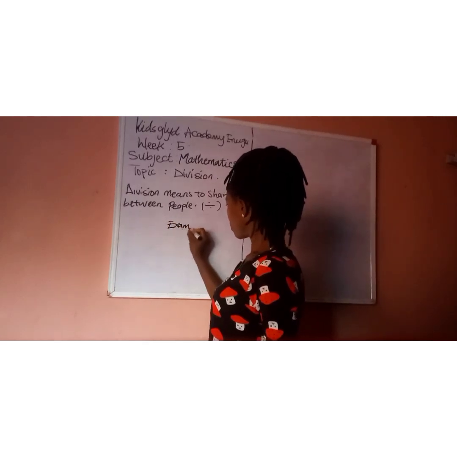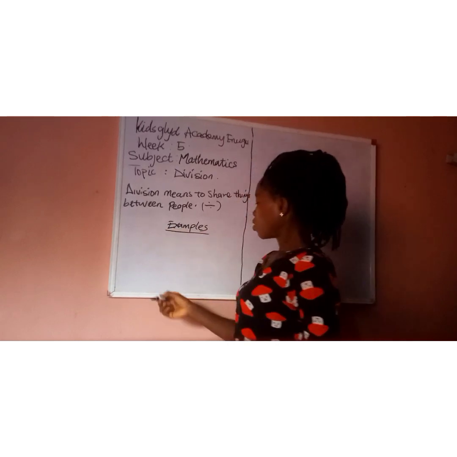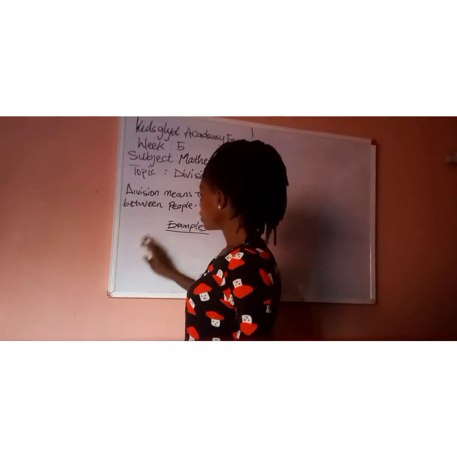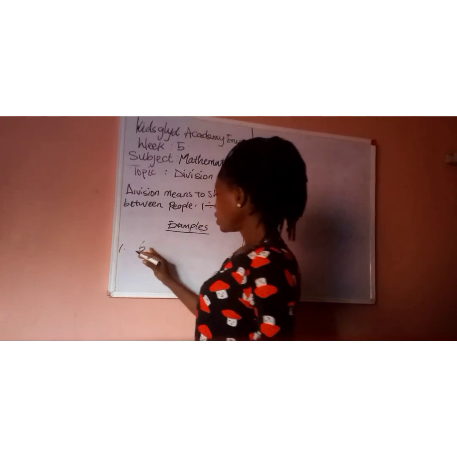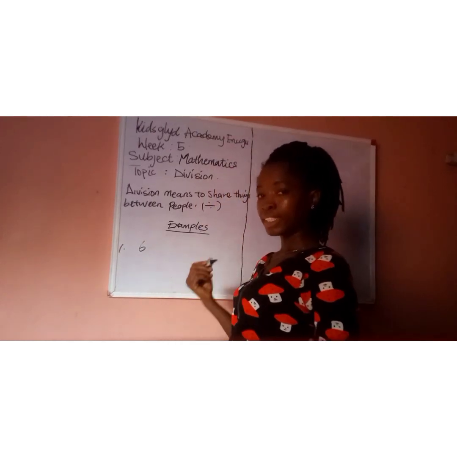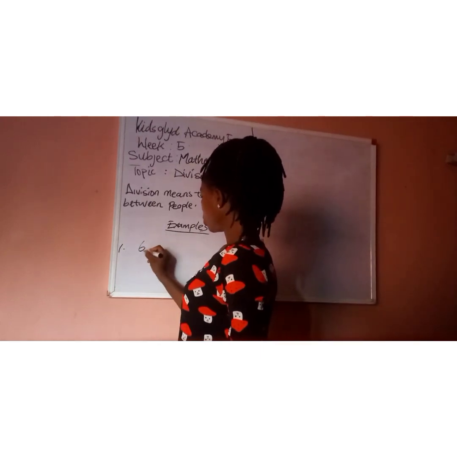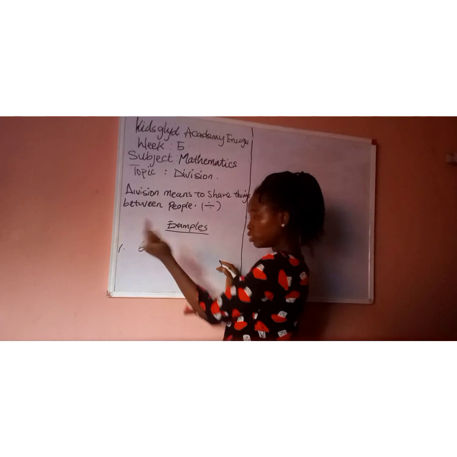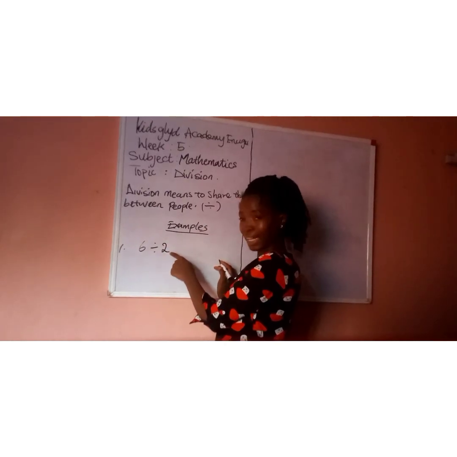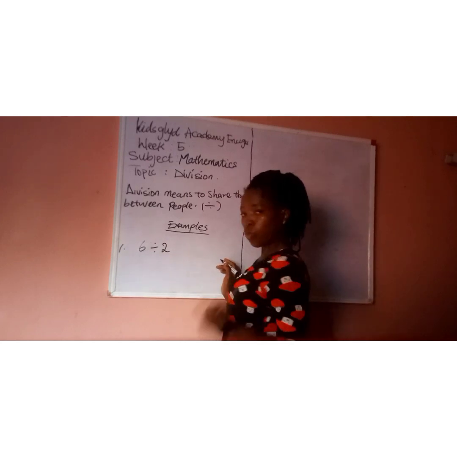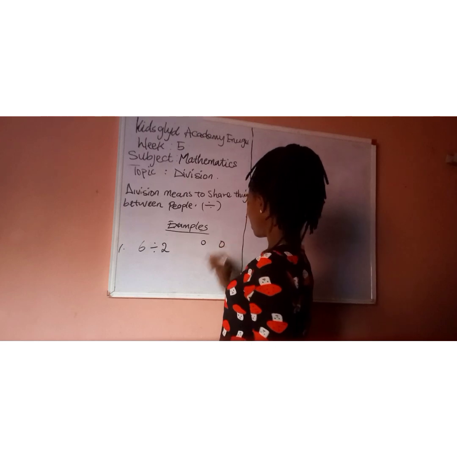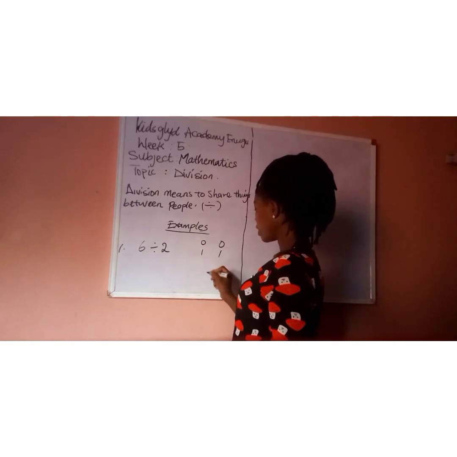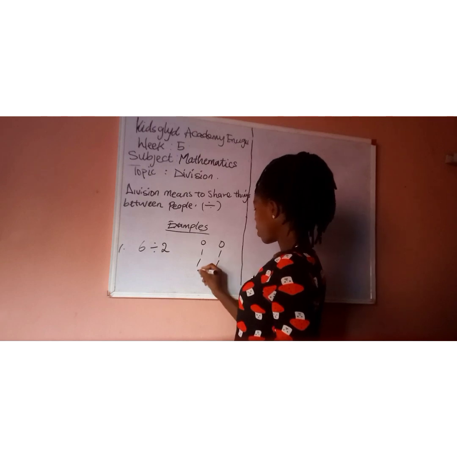Now, examples. When you are asked to share 6 oranges, let's use 6, number 1. 6 oranges by 2 people, that is Emeka and Emma. That is simply what it means. You divide 6 oranges to 2 people, Emeka and Emma. So, what will you do? You draw their heads, Emeka and Emma. Now you are sharing the oranges. Emeka will get 1, Emma will get 1, which is 2, 3, 4, 5, 6.